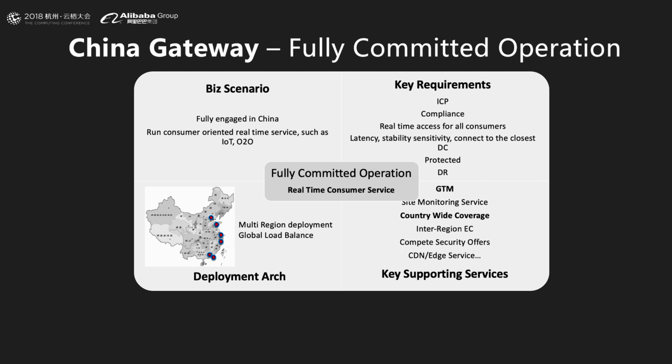Furthermore, with the development of the business in China, international companies will go to the fully committed operation phase, that is fully engaged in China and running consumer-oriented services in real time, such as IoT or O2O. So the key requirements for this kind of companies are the ICP filing, the compliance, real-time access for all consumers, network stability and sensitivity, data protection, and data recovery, and so on. So the corresponding solution is focused on country-wide coverage, go-to-market, and complete security offers as essential, and the deployment architecture emphasizes multi-region deployment and global load balancing.